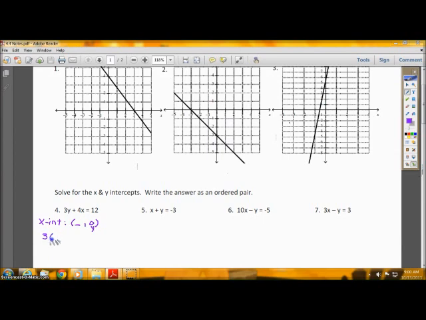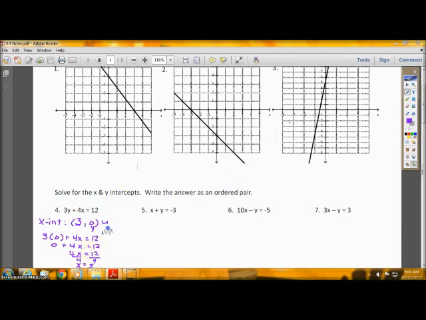So since I know that y value is going to be 0, I'm going to plug in 0 for y. So I'm going to have 3 times 0 plus 4x equals 12. Okay, well 3 times 0 is 0. 0 plus 4x equals 12. And 0 plus 4x is still just 4x equals 12. And then I'm going to divide by 4 to solve for x, and x is going to equal 3. So actually my x-intercept is going to be at 3, 0.